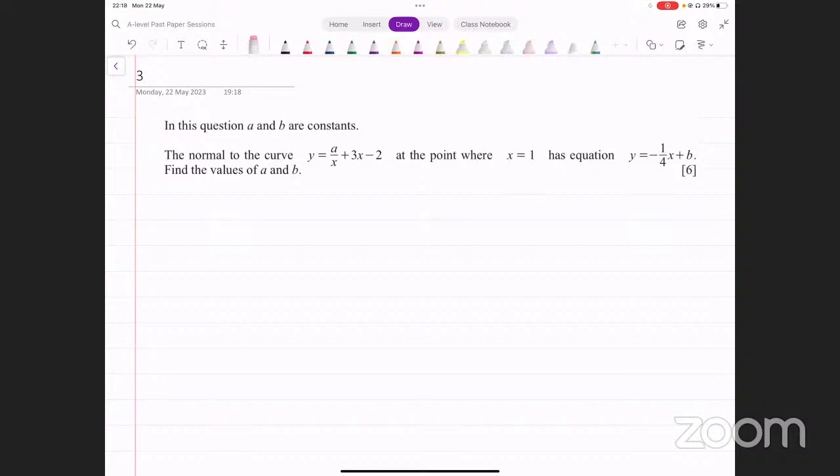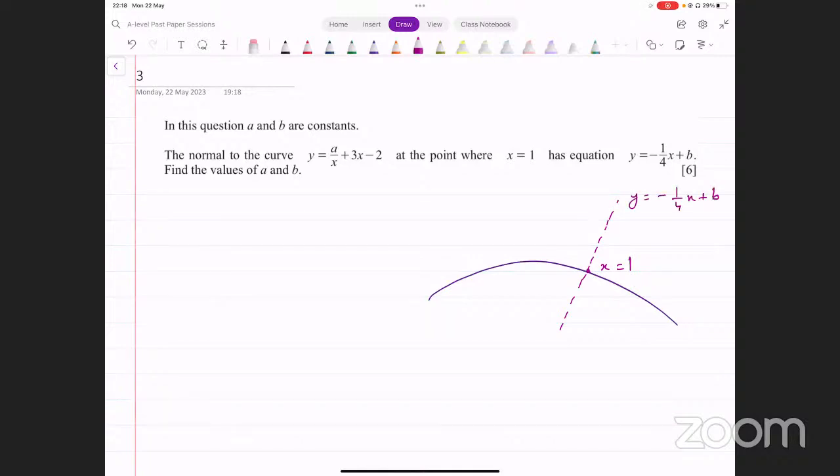Now, what is a normal? If you have a curve like this, now this is just a random curve. Let's say it looks like this. There's a point here, let's say. What's the normal at this point? It's going to look like this. Let's say this is the point where x is 1. At this point, the normal is drawn. Its equation is y equals minus 1 over 4x plus b.